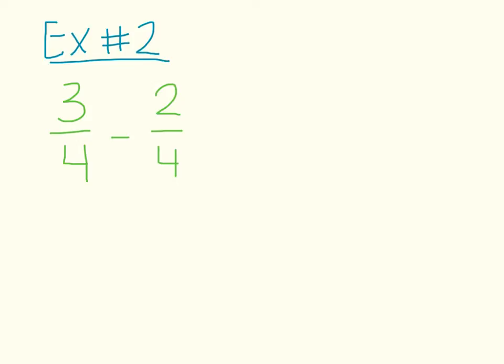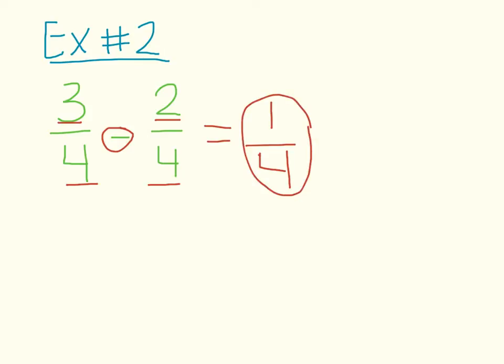Example number 2. Again, we have common denominators. This whole lesson is about common denominators or like denominators. And so we keep it as 4. We don't change it. We never add or subtract the denominators. We only do that to the numerators. So we have a subtraction problem. 3 minus 2 is 1. 1/4.